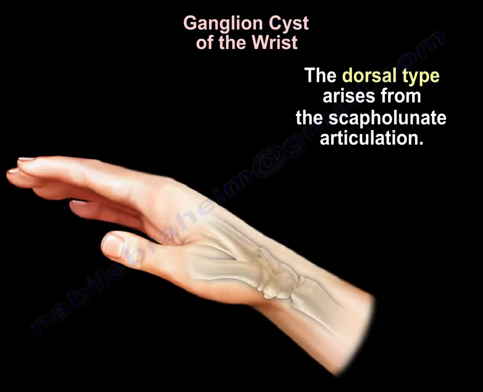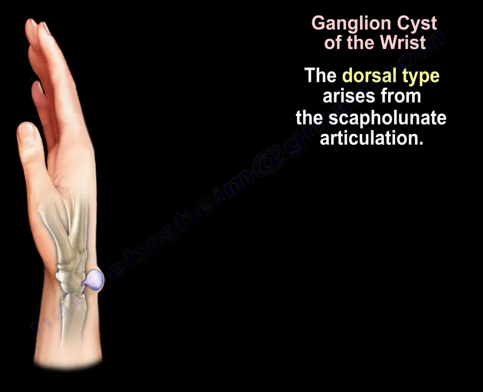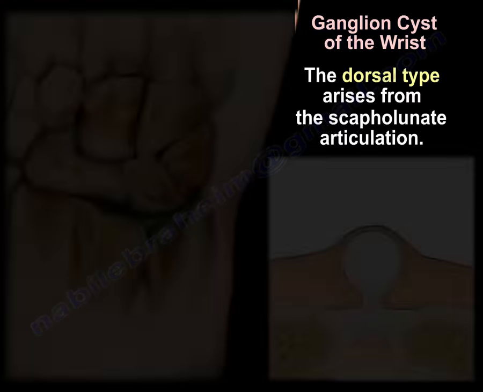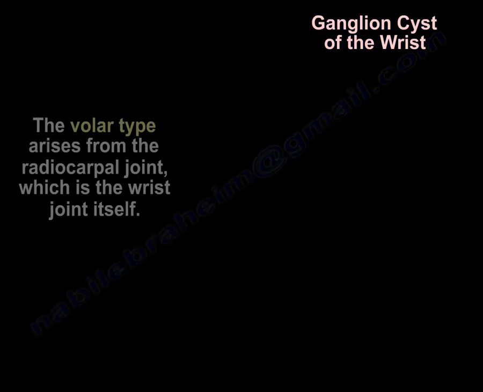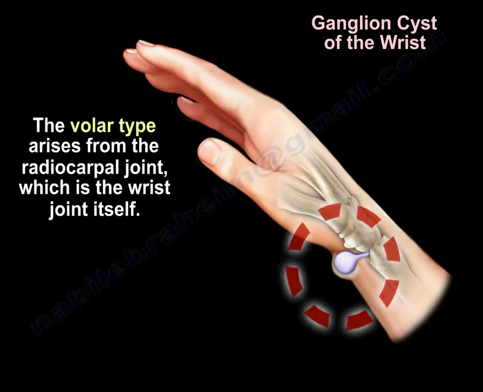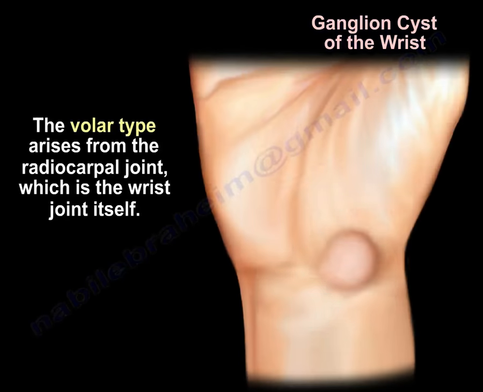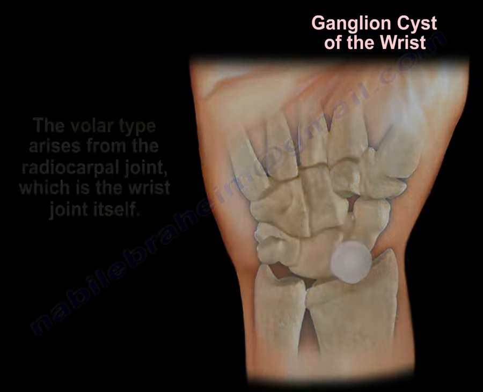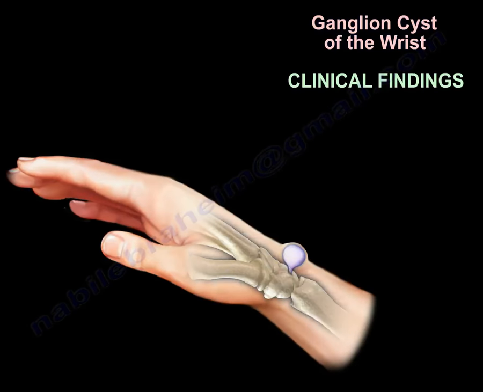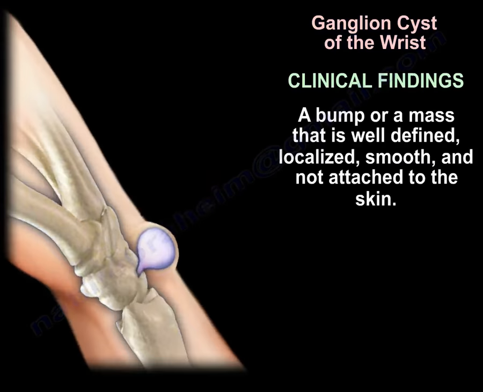The dorsal type arises from the scapholunate articulation. The volar type arises from the radiocarpal joint, which is the wrist joint itself. The ganglia looks like a bump or a mass. It's well defined, localized, smooth, and not attached to the skin.